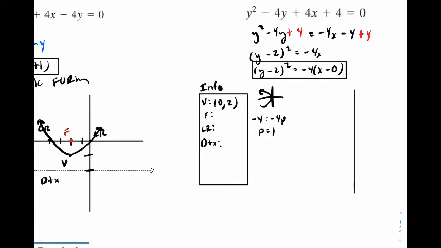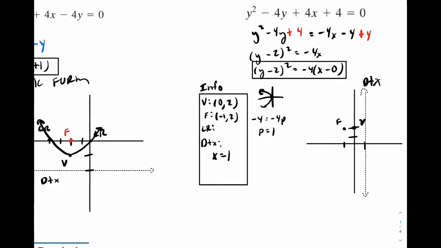Let's do a quick sketch here. The vertex is 0, 2, so 1, 2. If I'm opening to the left, that means the focus should be on the left, and p is 1. So just move 1 left. There's our focus, which would be negative 1, 2, which means the directrix is 1 to the right. So I'll put that right here. Directrix, that's x equals 1.